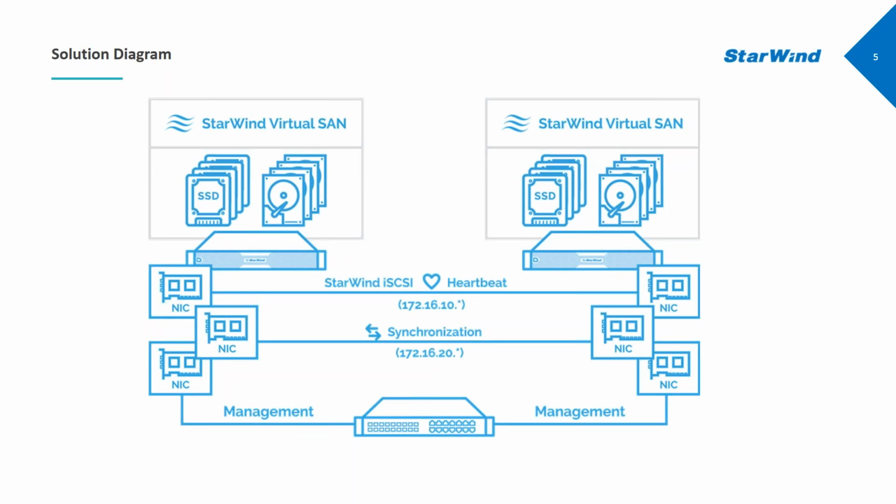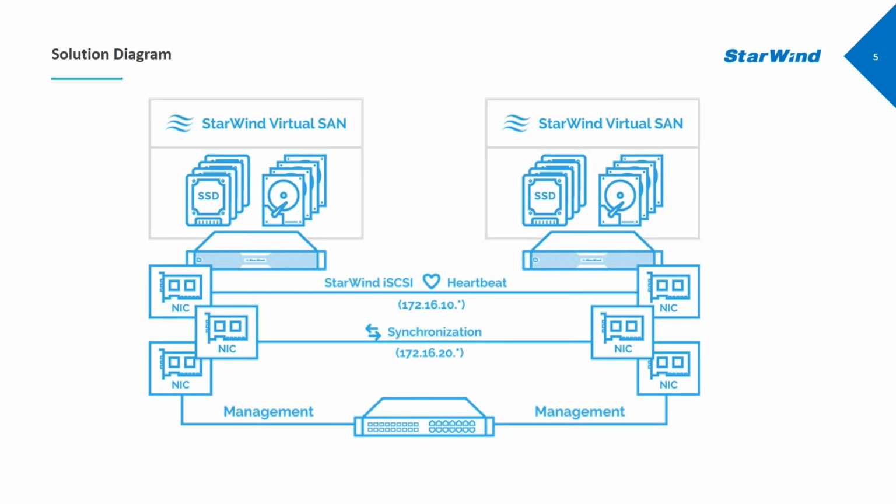On top of each pool on each server, we've created a StarWind device and replicated it across the network. That's why we have the synchronization network here, which is for StarWind replication traffic. And as you may know, if you've ever worked with StarWind, we have an iSCSI network dedicated to iSCSI traffic between the nodes. So that's one of the possible configurations, and let's proceed and jump to the live demo part.